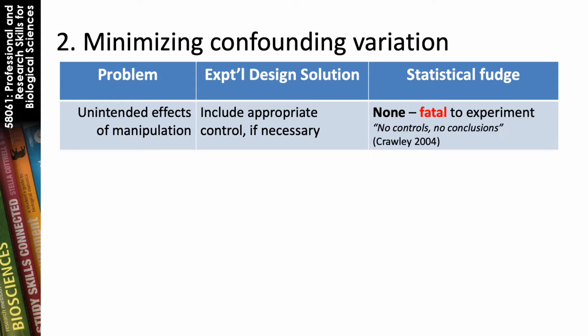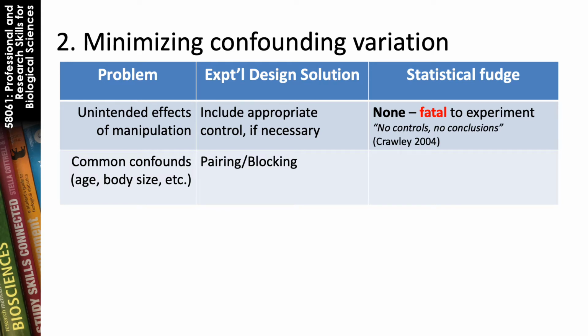Now, there's no statistical fudge if you didn't include the appropriate control. The Bible of using R, the R book by Mick Crawley, contains a whole chapter on controls, and the entire chapter just reads: no controls, no conclusions. I maybe wouldn't be quite as drastic as that because not every experiment needs a control, but we're going to consider controls slightly later in the next video.